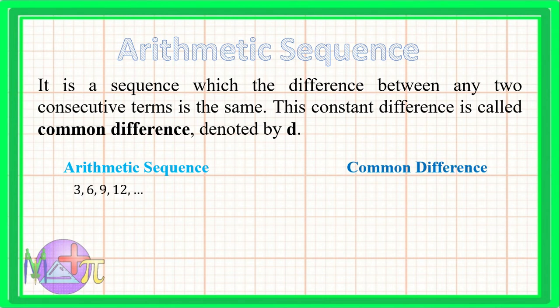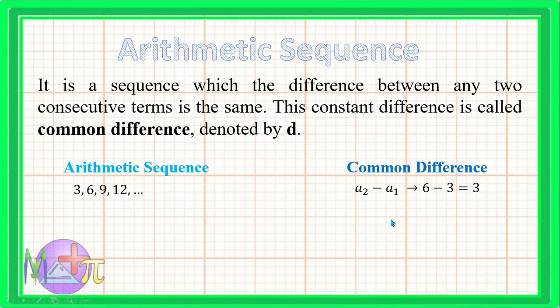For example, 3, 6, 9, 12, and so on and so forth. As you can see here, class, 3, 6, 9, 12, and so on and so forth. This is an example of an infinite arithmetic sequence. Now, kukunin natin yung common difference. Actually, may prinovide akong formula para hindi kayo mahirapang alamin yung common difference in an arithmetic sequence. So, ito lang po yun.